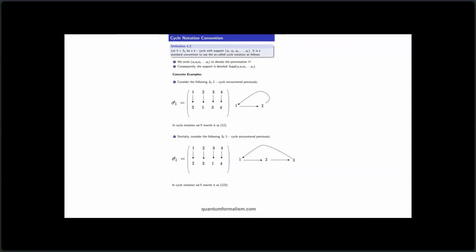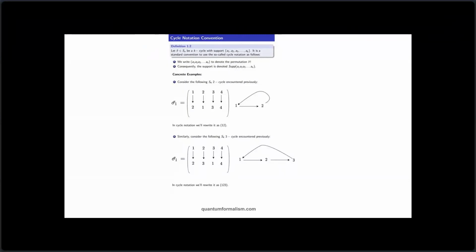This is how they write it. They put the support inside these parentheses. So this is how they denote this permutation, the thing that we've been calling sigma tilde. This is how it's notated in textbooks. You just write the support in between the parentheses, without spaces, without commas. You just write them.